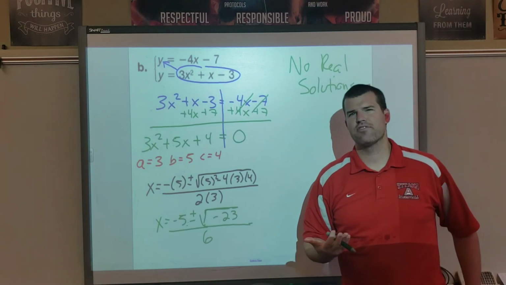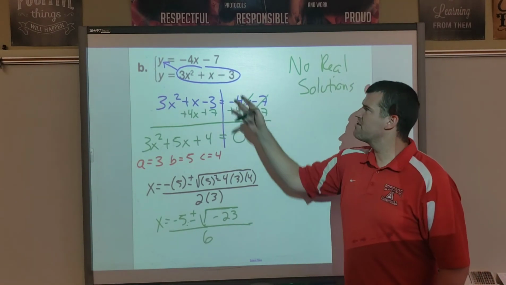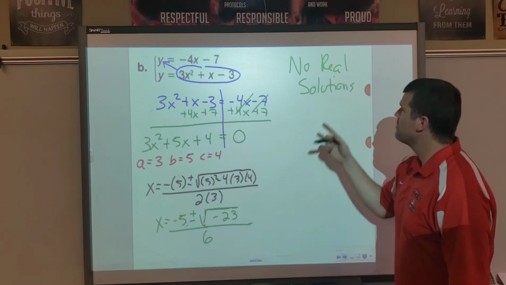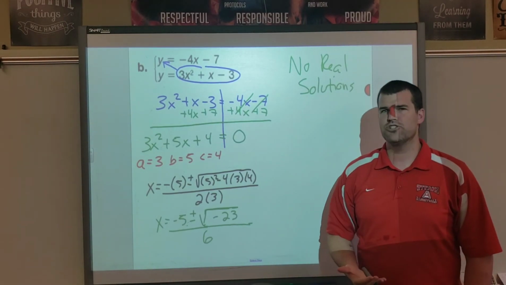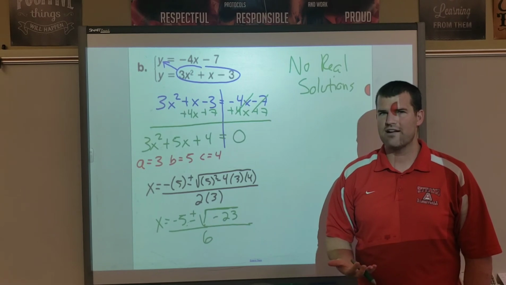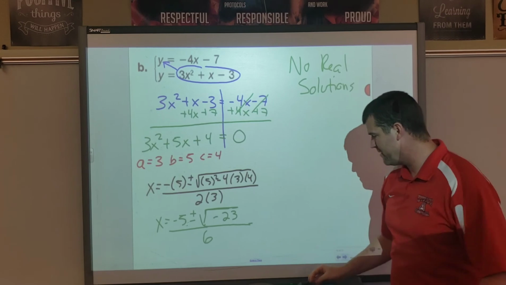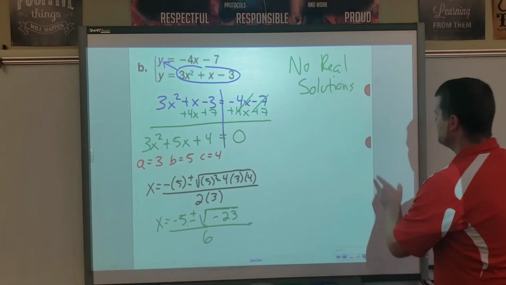Okay, so let's think about this for a minute. Our solutions to a system are where the two graphs cross. So if I solve it and I get no real solutions, where do the two graphs cross? They don't. Very good.